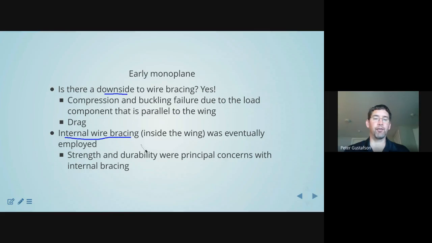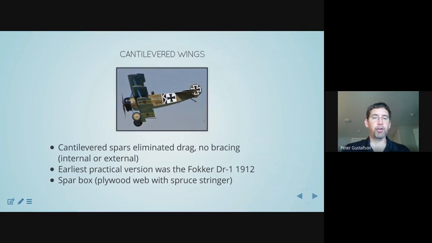However, that didn't solve this compression buckling problem that was associated with wire bracing to begin with. And in fact, it could make it worse because it didn't permit you to create larger angles that would decrease the component for the same amount of lifting force. So internal wire bracing was not a solution. So the next big structural innovation in aircraft structures was the so-called cantilever wing.